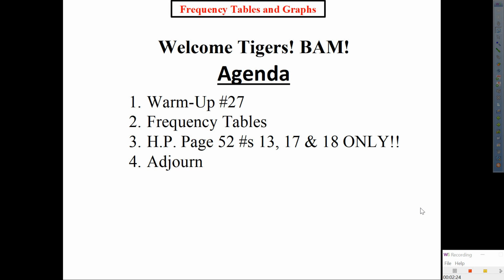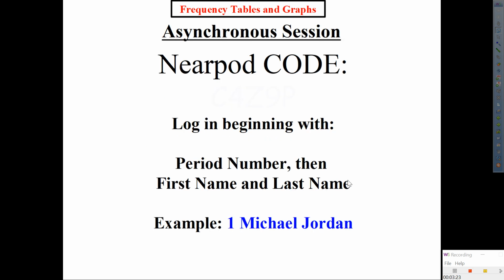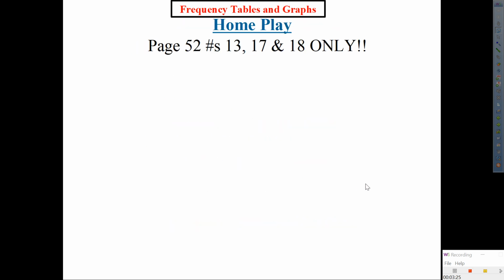Get a Cornell note ready. You don't need a Frayer model today. We already have the notes, or the Frayer model, on frequency tables. Once again, tonight's homework, page 52, numbers 13, 17, and 18 only. I'll give you some time to set up.